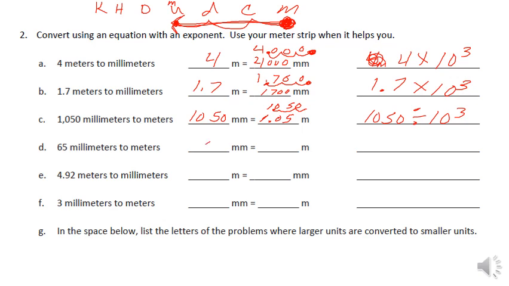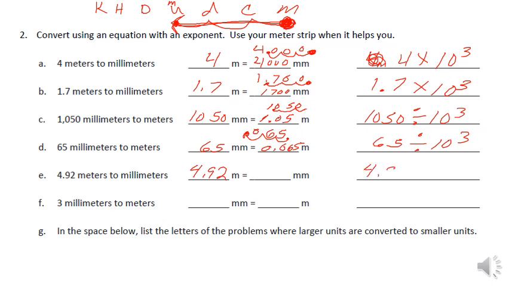Next one, 65 millimeters. So I know 65. I'm going from a small to a large again, so I'm going to be dividing, and I'm moving 3 place values, so it's going to be 10 to the third. So 65, and I'm moving 3 place values in the direction of the arrow, so that's 1, 2, and 3. So we have 0.065 meters.